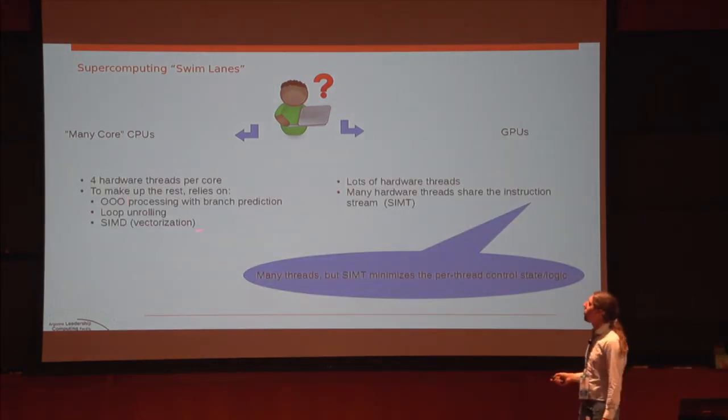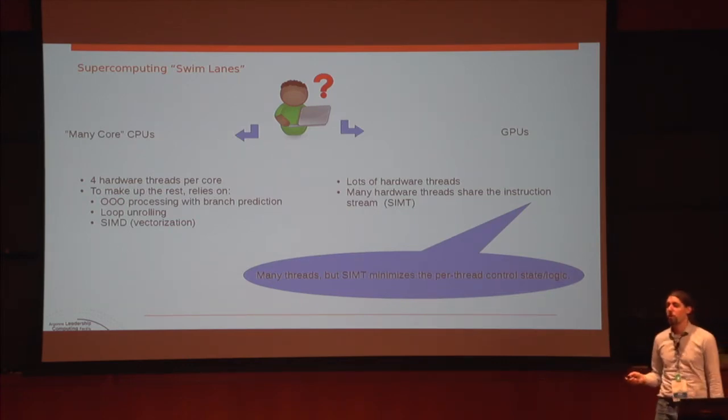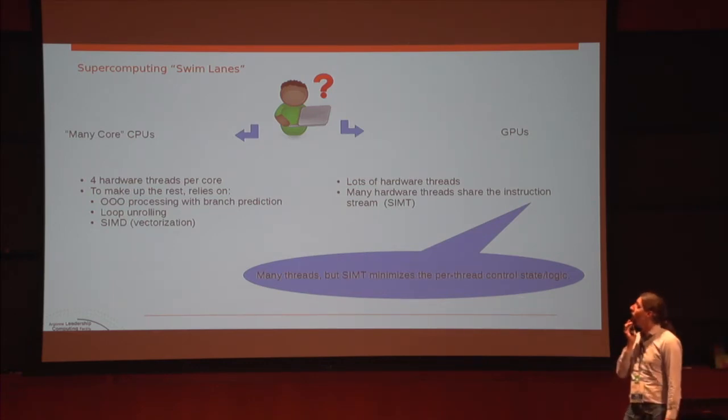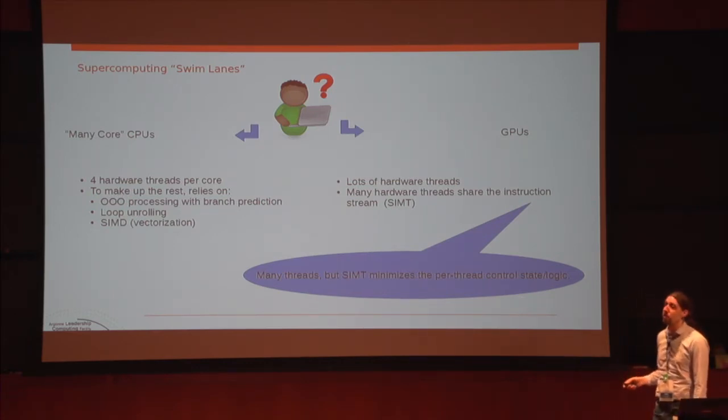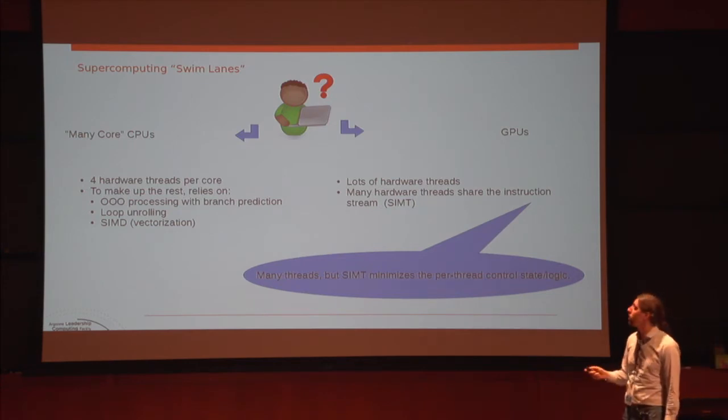And so here are the basic parameters. Many-core CPUs, just like most other CPUs on the market today, support a small number of hardware threads. Knights Landing, for instance, has 4 of them. Blue Gene/Q also has 4 of them. Commodity processors in your laptop may have about 4 hardware threads per core. And they rely on other things to make up the difference, things like out-of-order processing with branch prediction, and techniques that the compiler can apply, like loop unrolling and vectorization.